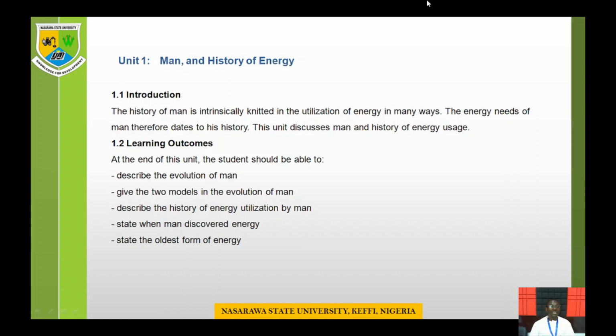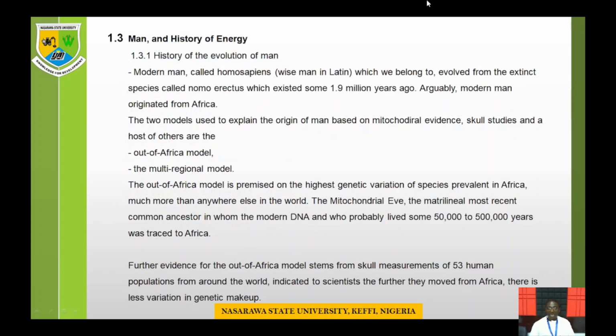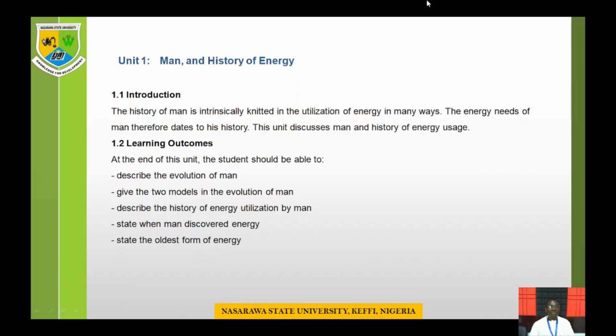You are expected, as part of your learning outcomes at the end of this course, to: 1. Describe the evolution of man. Give the 2 models in the evolution of man. Describe the history of energy utilization by man. State when man discovered energy, and then state the oldest form of energy.